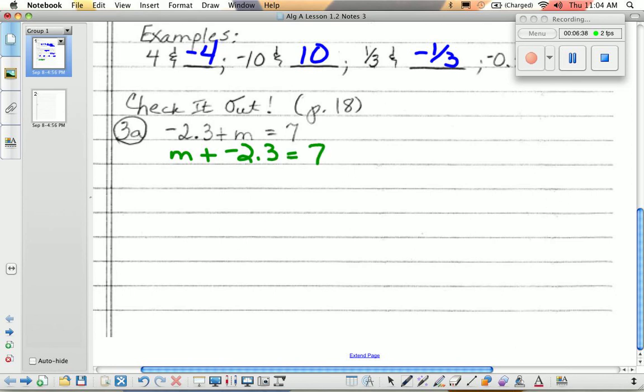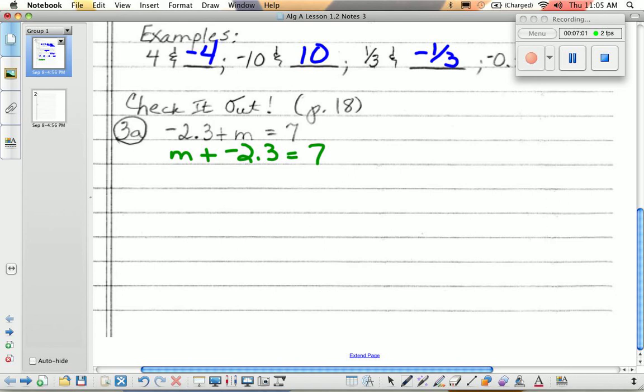Yeah. So can you go ahead and do it on your paper. So m plus -2 3/10 equals 7 is the same thing as -2 3/10 plus m equals 7, because now we can see that a negative number is being added to our variable. So anybody want to offer up what they think we should do?